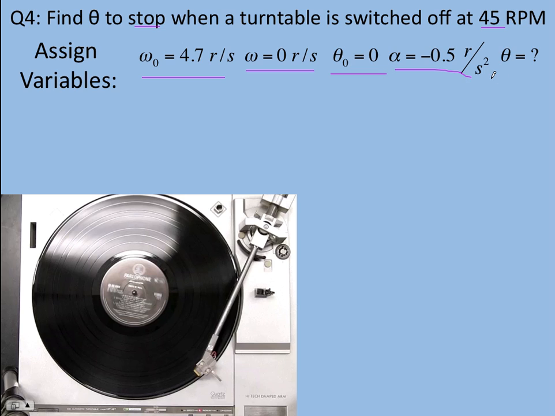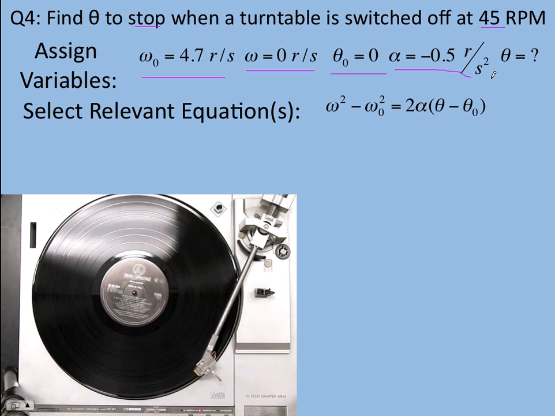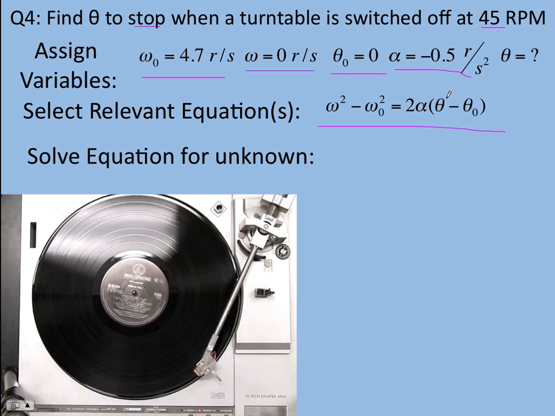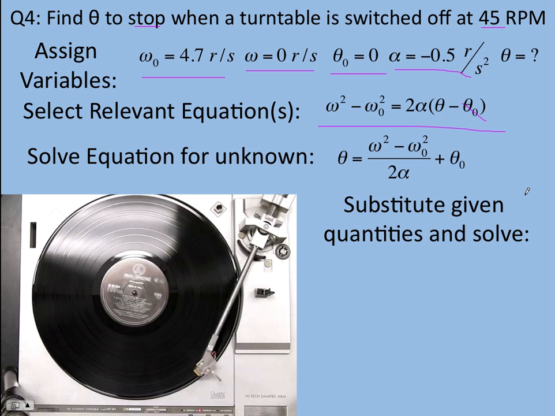What is theta? So look at your equations. There are different ways of doing this one. In this case, I picked this equation because I'm not given the time and I'm not asked for the time. And this has everything in it except our unknown theta. Solve it for the unknown. You could just say this equals 0 if you want. But if you don't, that's what you get. Put in your numbers. And you get 22.1 radians.